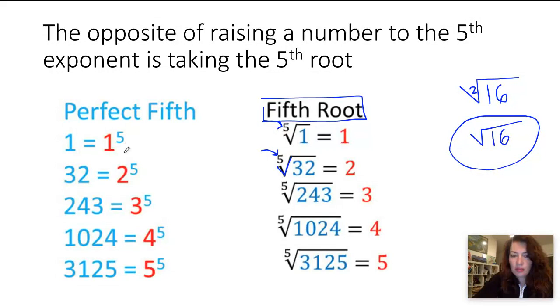All right, and so you can see the perfect fifths, how we got them, and the opposite is taking the fifth root.